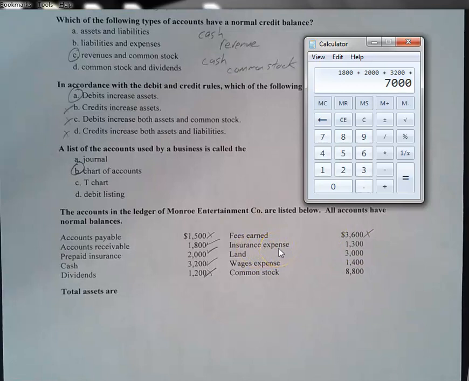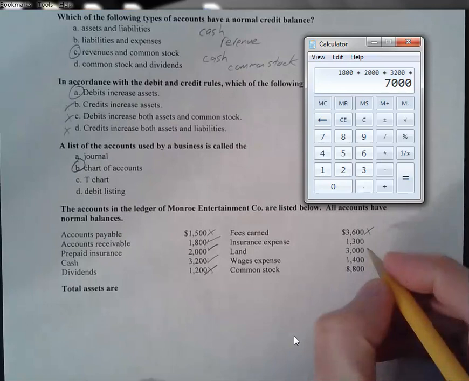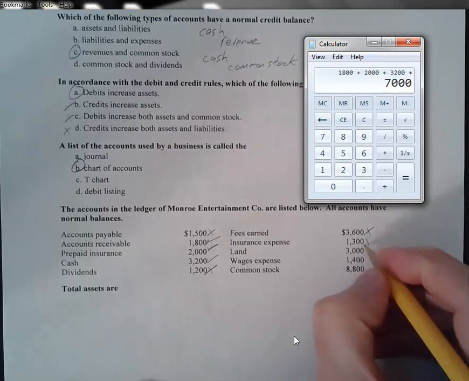Insurance expense. And while we're at it, wages expense. Anytime you see that, and it's not a prepaid expense of some type, any type of expense is going to be an income statement account. So let's go ahead and put an X by both of those at the same time.